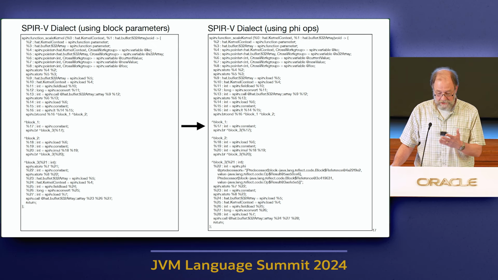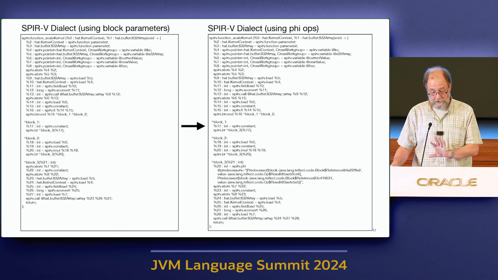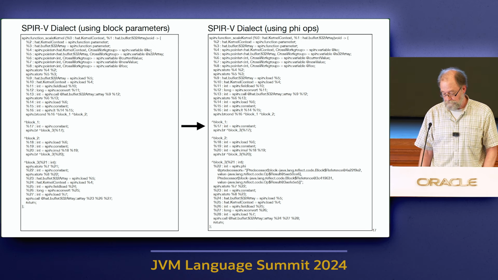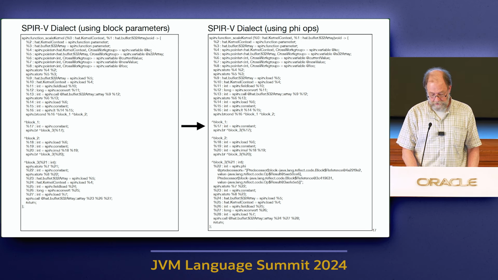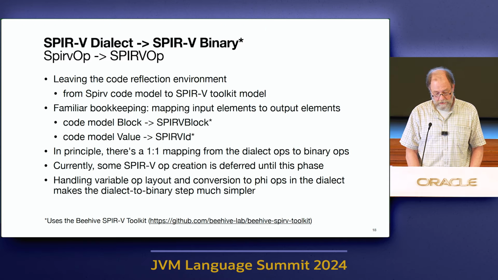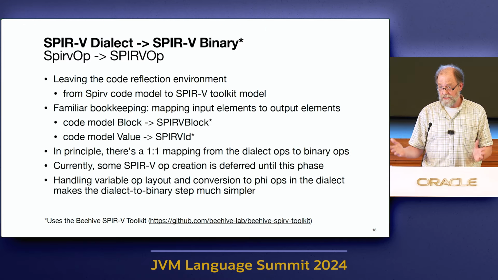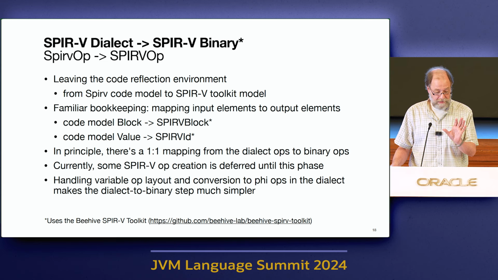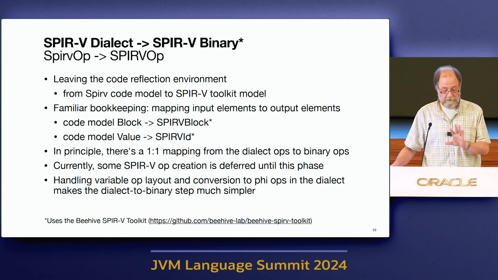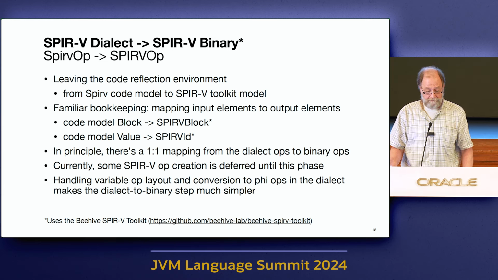Okay, this is just showing you the output, the SPIR-V dialect coming in using block parameters, and the SPIR-V dialect going out using the phi ops. The second phase in this translation to binary is going from that SPIR-V dialect model we just built to a binary.